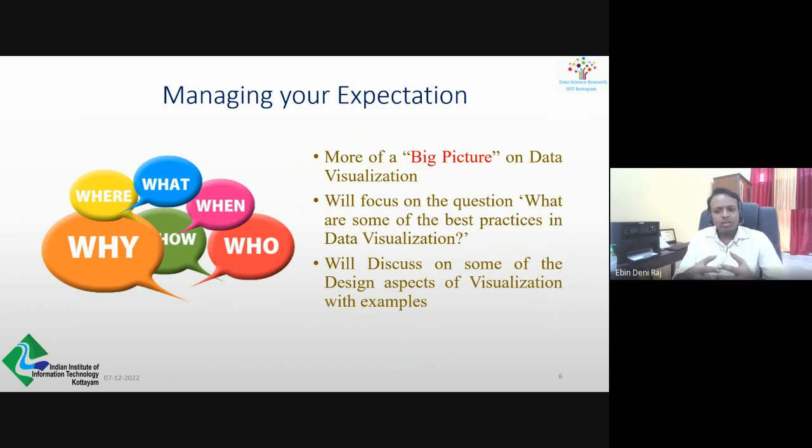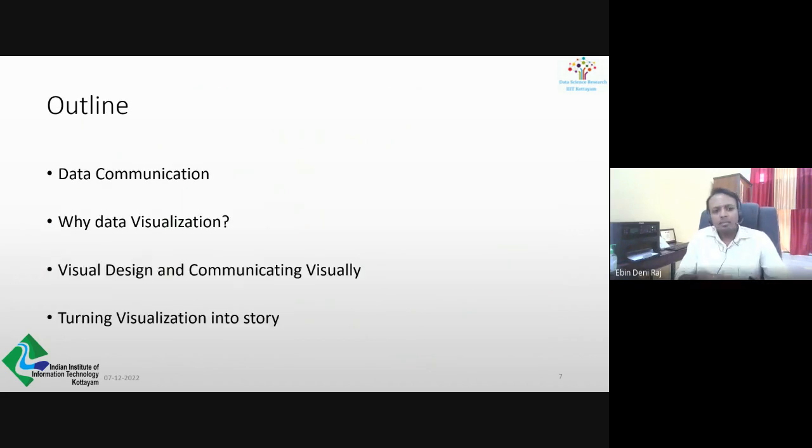So speaking this language isn't about learning numbers or maths or statistics, but it's more about visual thinking, and like I can say, storytelling skills applied to graphs and charts. So in this talk, I'll be talking in general about data communication, or what is the significance of visualizing this data, and I'll touch upon a little bit of aspects about visual design and communicating. How do you communicate visually? And towards the end, we'll conclude with how do you actually turn these visualizations into your story.